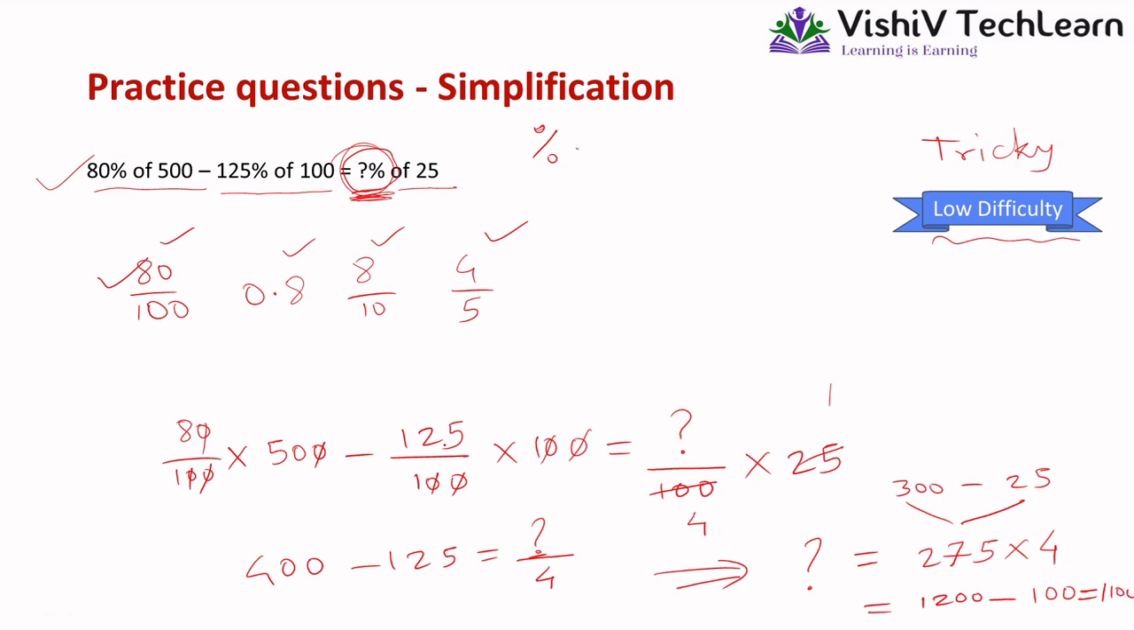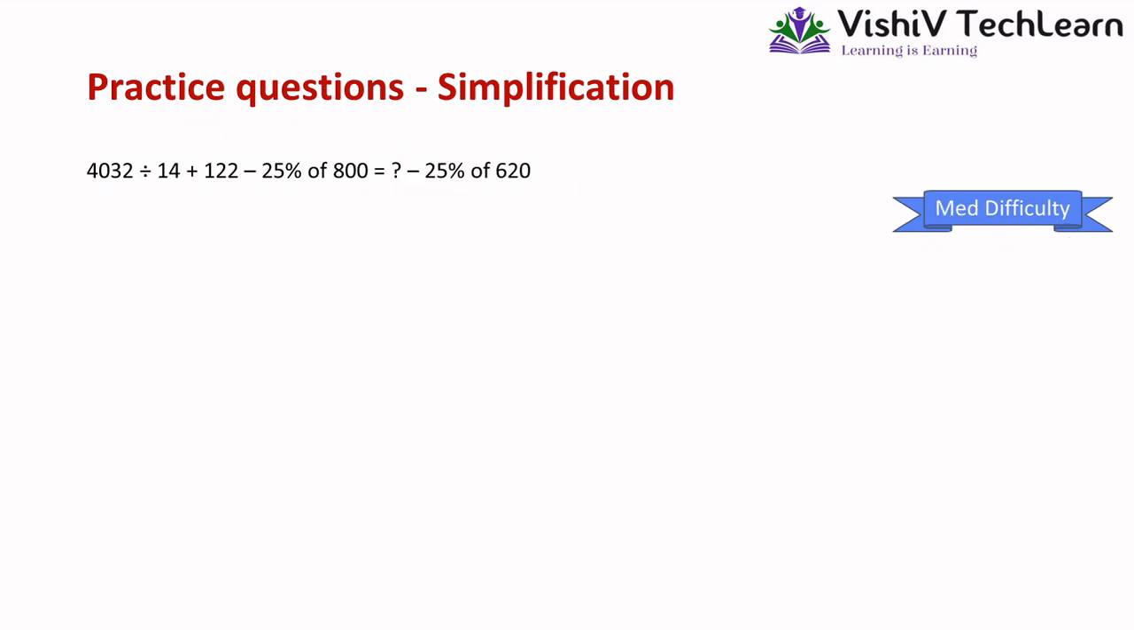Okay. So the final answer for this, in place of question mark there should be the figure 1100, so that the left hand side will become equals to the right hand side. Correct. Let's go to the next question. Now this question is a little tricky, and that's why it is of medium difficulty level.